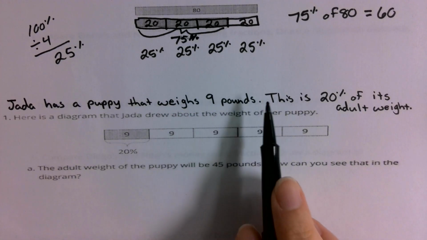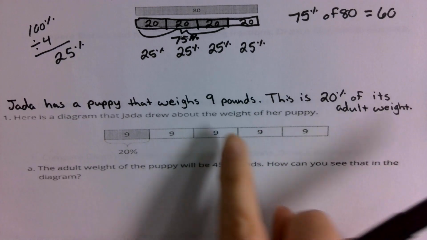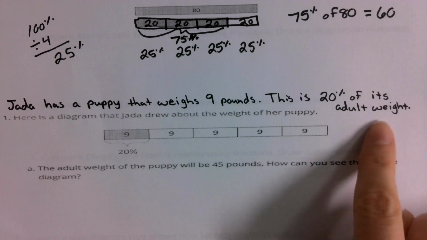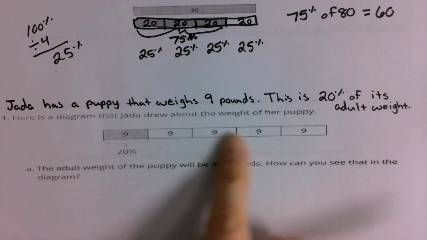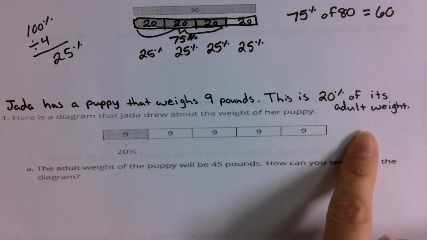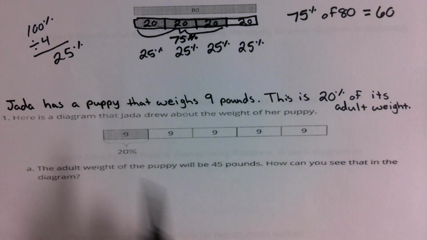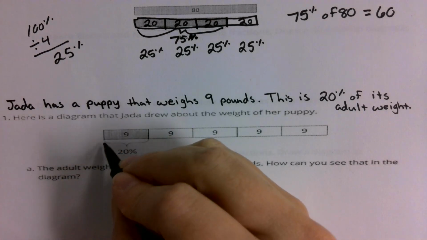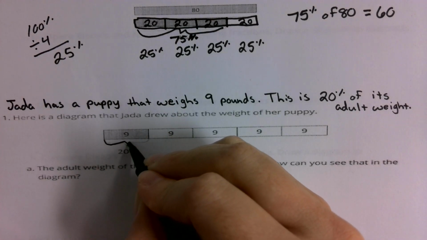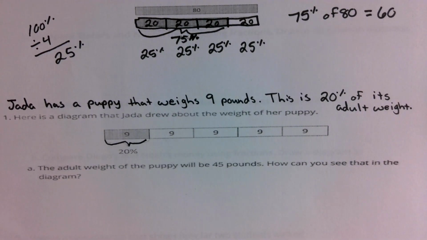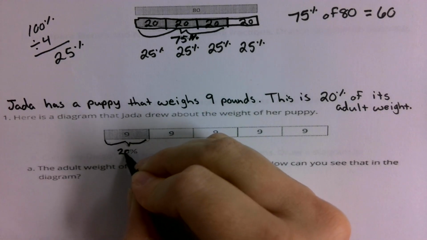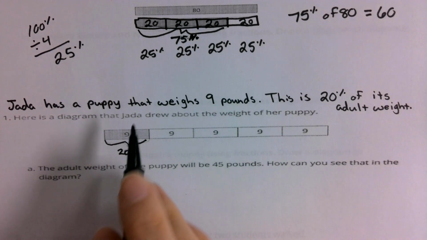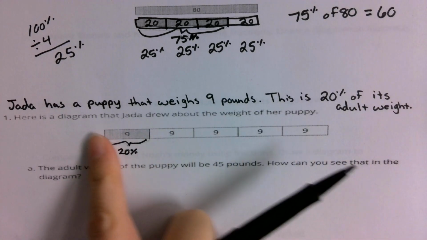They mean that 9 pounds is going to be 20% of its adult weight. So I've got a tape diagram positioned here, and with this tape diagram I have 9 pounds inside this first square, and right below it I have the idea that this little portion of my tape is worth 20%. That's 20% of the adult weight. So here's the adult weight.